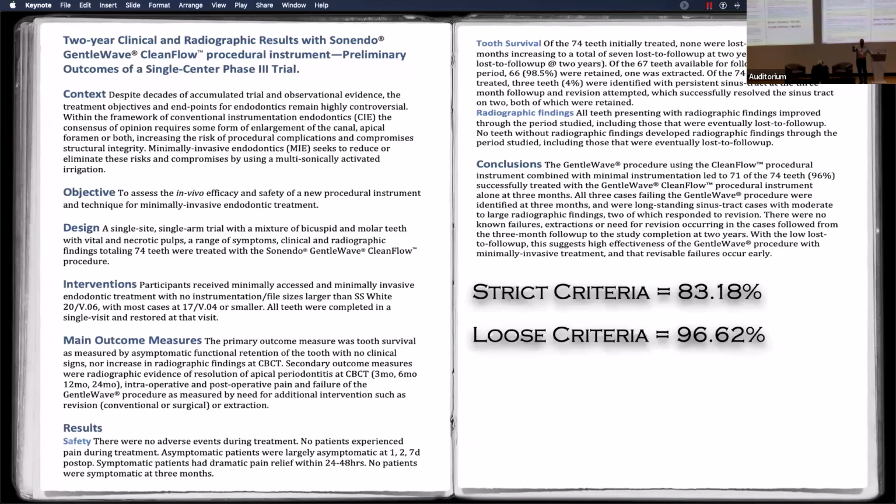Most of the cases were necrotic, and I skewed it that way for a variety of reasons, but all of the vital cases were fine. And so that was one of the things we looked for: did we have a vital case that developed radiographic findings? And the answer was no. And none of the vital cases were symptomatic either.